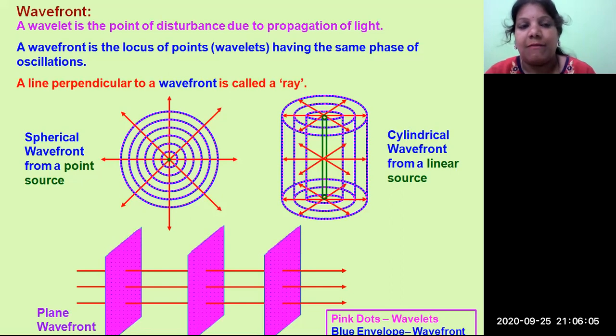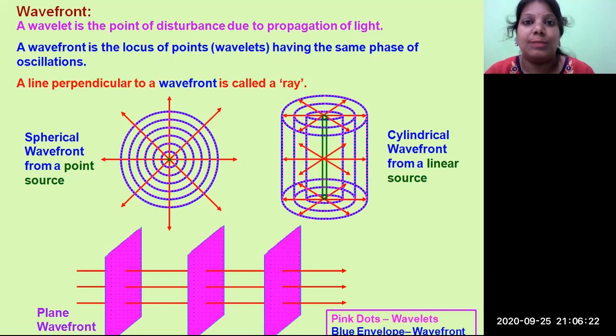Then what is meant by wavelet? A wavelet is a point of disturbance due to the propagation of light. Then coming to the wavefront, wavefronts are basically of three types. What are those? First one, spherical wavefront. Second one, cylindrical wavefront. Third one is a plane wavefront.